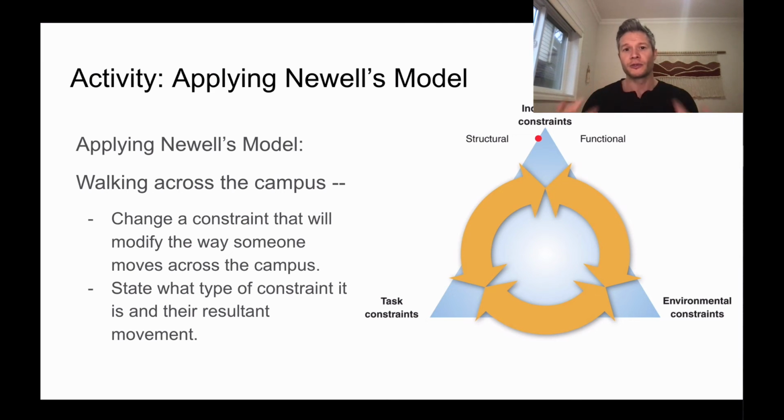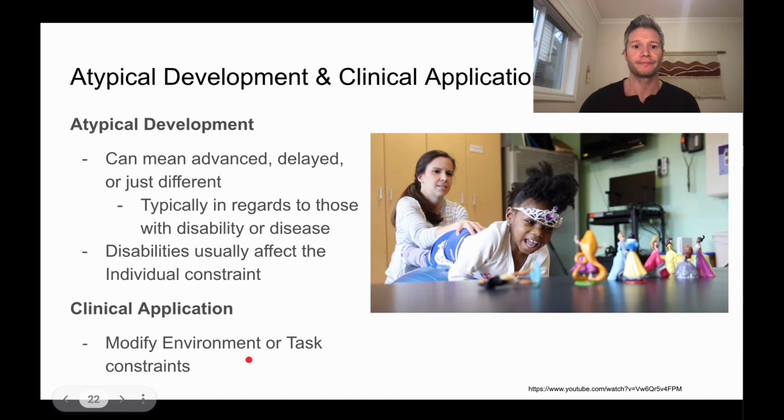So the result would be, as they're trying to achieve the task of walking across the campus, it's going to make the environment, the distance that they need to cover, and the crowds that they need to navigate through a lot more challenging because they'll be limping. Okay, so that's one example there. There's lots of things that you can come up with for sure.